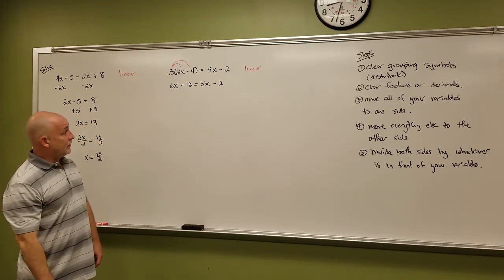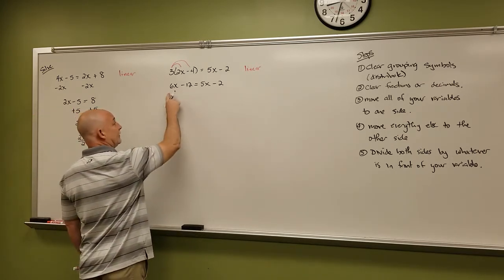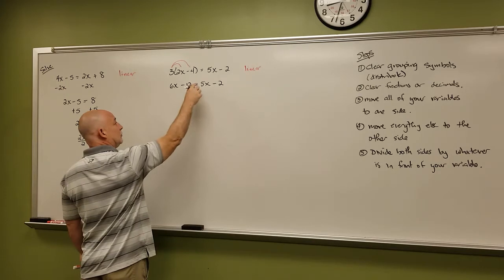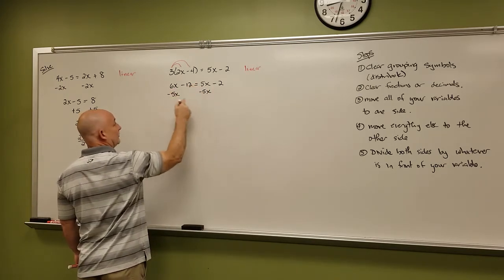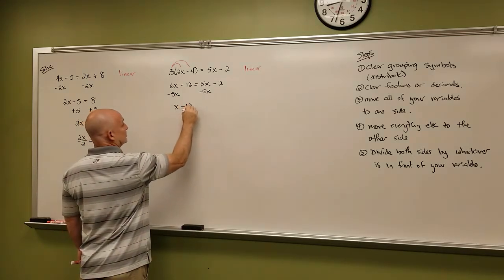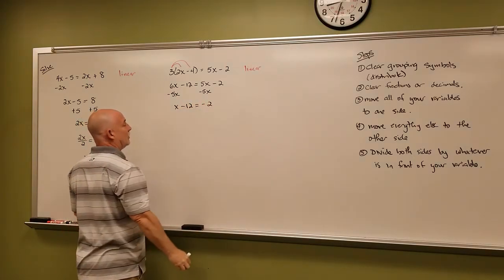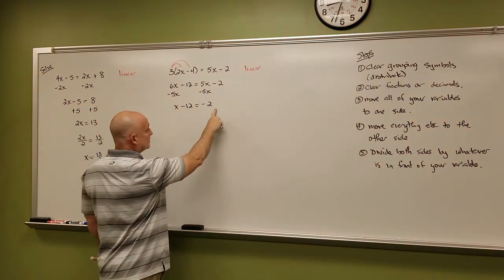Move all your variables to one side. So again, I have x's on the left and the right. Again, I'm going to move them to the left because most of you tend to do that. So I need to subtract 5x from both sides. That'll get rid of all the x's on the right. So that gives me x minus 12 is equal to -2. Now that I got all my x's on the left, I need to move every term that doesn't have an x to the right.